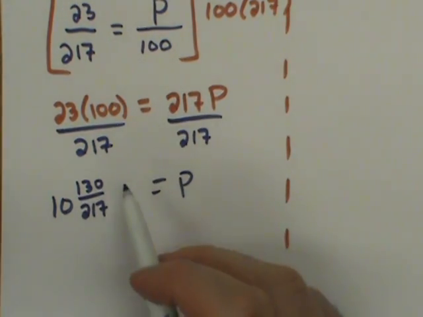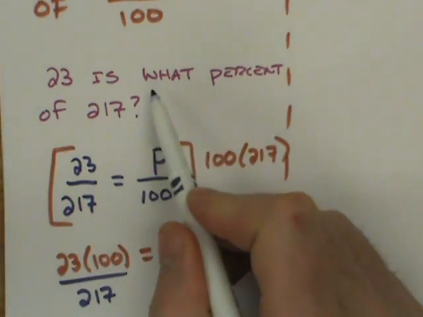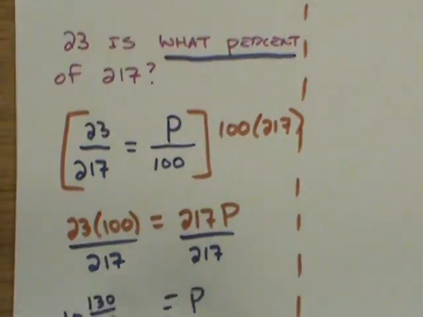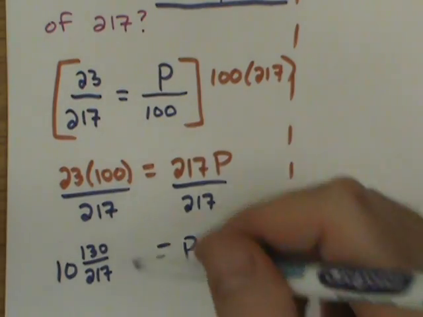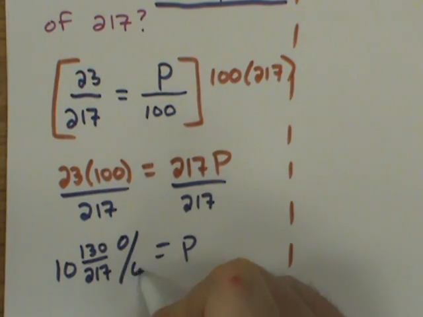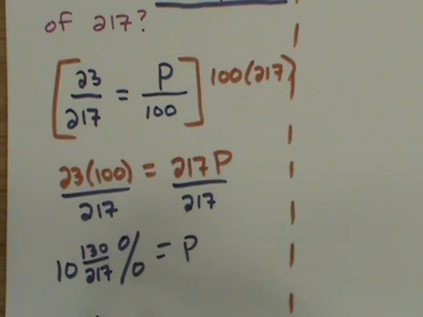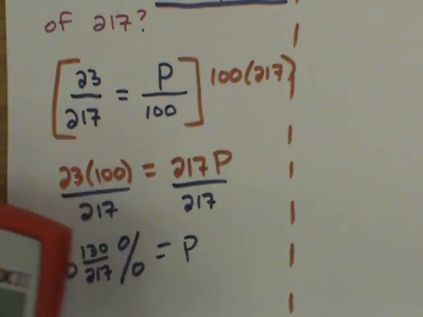Notice that I left a little space here. I did that for a reason. When you're solving for a percent problem, when it says what percent, that's not 10 and 130 over 217, but rather it's 10 and 130 over 217 percent. You have to put that percent there because that's a change of 2 decimal places. If I were to write this as a decimal, I have to move that decimal 2 places over.